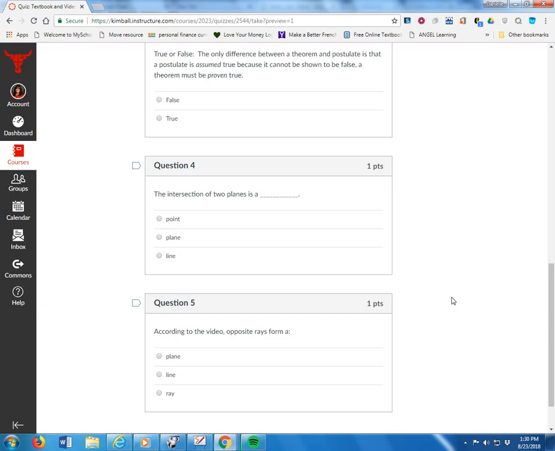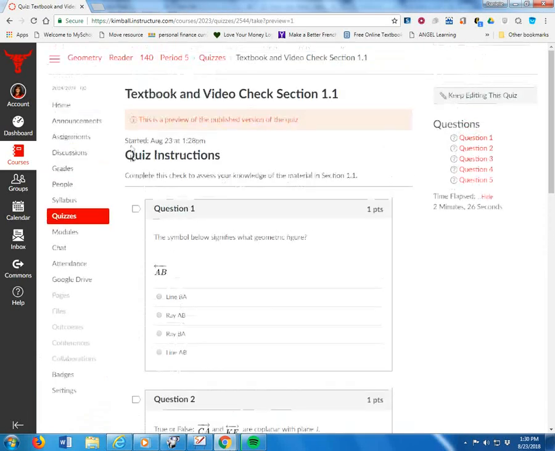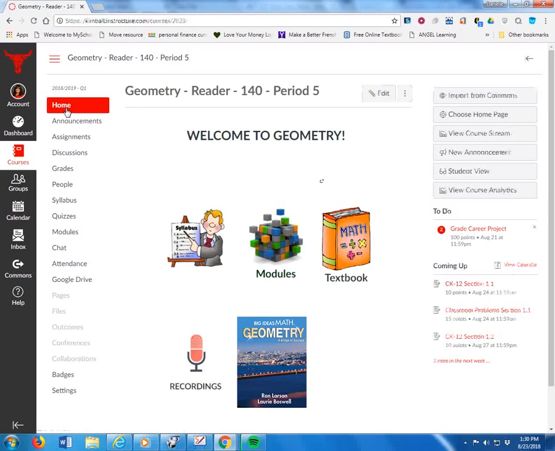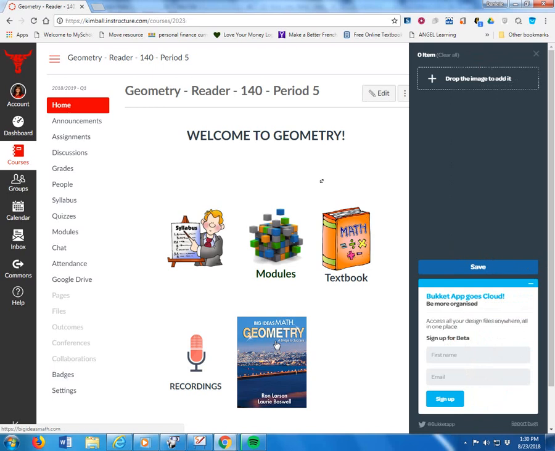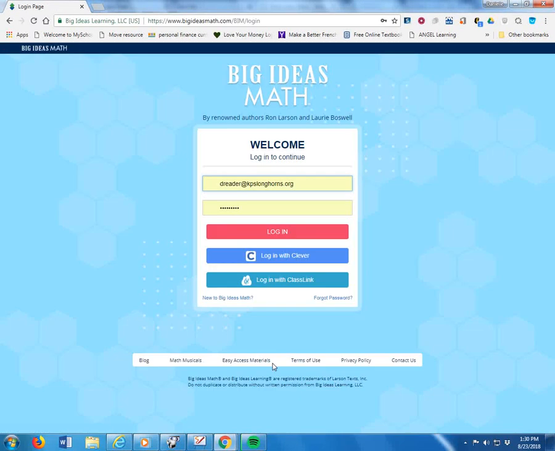Okay, so you have 2 assignments for every section. One assignment is a CK12 assignment. One assignment is the assignment in Big Ideas. To get to Big Ideas, again, go to your home screen. Go to the Big Ideas icon on the front page. And it should take you to a page like this. Maybe it doesn't. Maybe it just takes you right to the book if you've been on already.